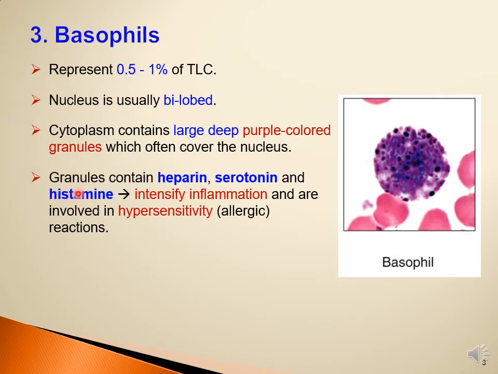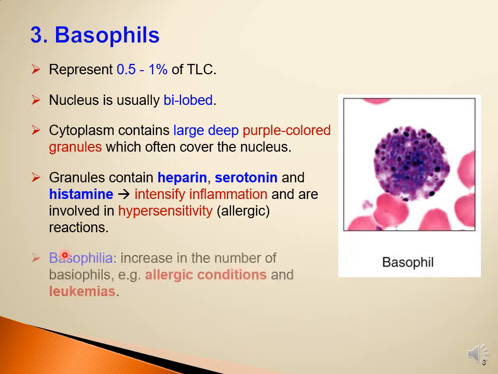The granules contain inflammatory mediators like heparin, serotonin, and histamine. All of these intensify inflammation and are involved in hypersensitivity or allergic reactions. So the basophils mediate inflammation and allergy. Basophilia is the term that we use to describe an increase in the number of basophils, and this happens in allergic reactions and also in blood tumors, which is leukemia, or the different types of leukemias.